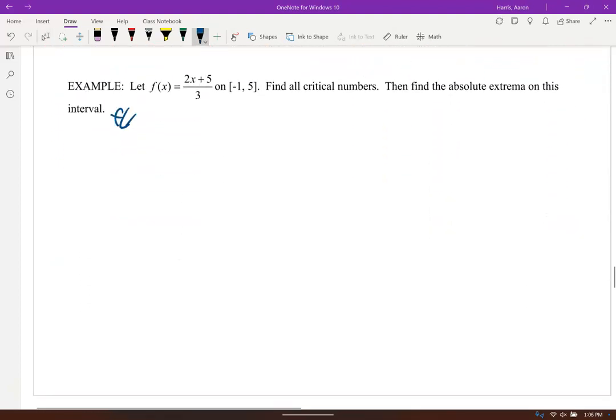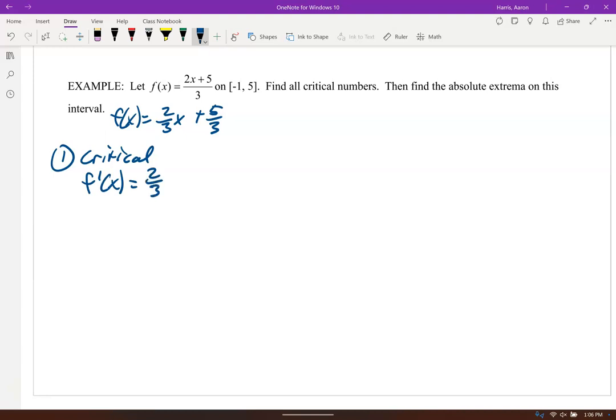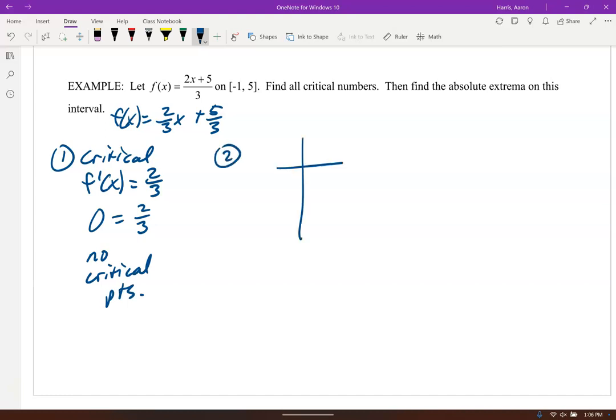I'm going to go ahead before I do this and write this as 2/3 x plus 5/3. Then let's find our critical points by taking the derivative. You get 2/3 plus 0. Where is this undefined? Nowhere. Where is the derivative equal to 0? Nowhere, right? So we have no critical points. And so you just go straight to the endpoints.